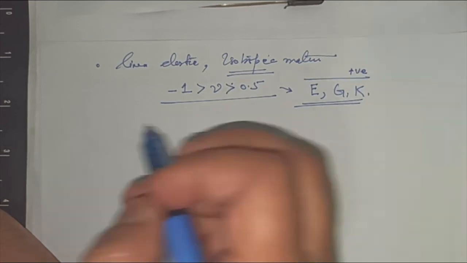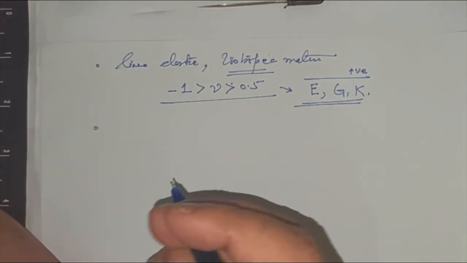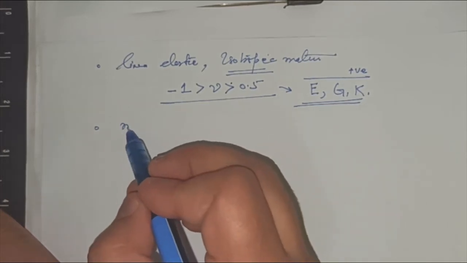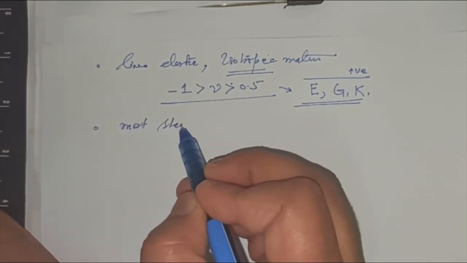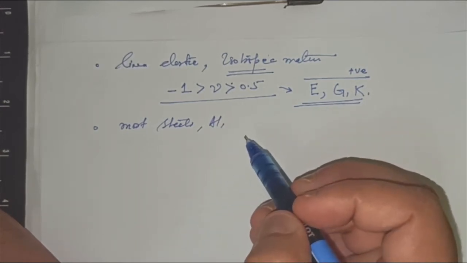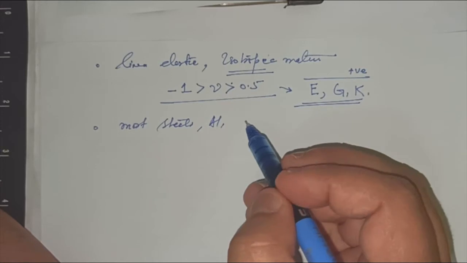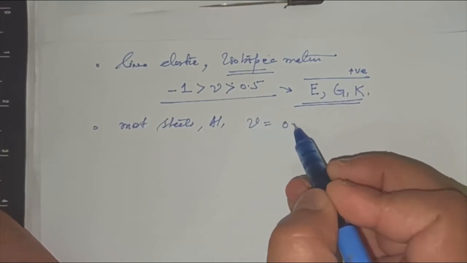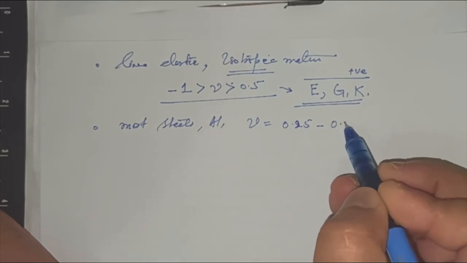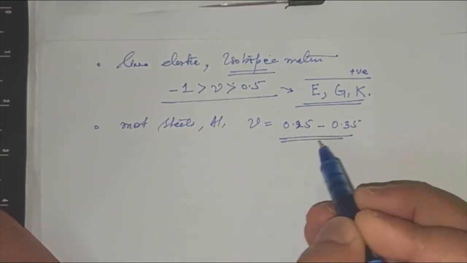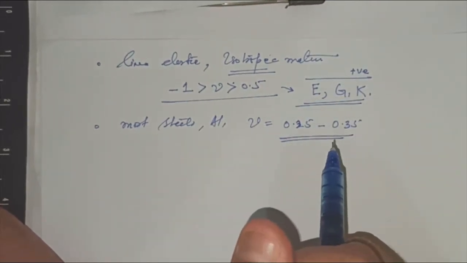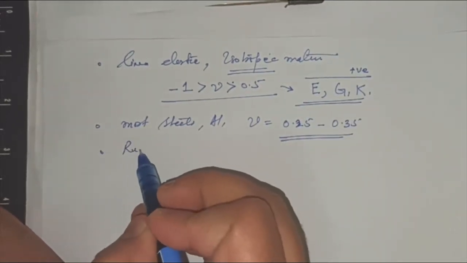So in the usual condition, let me give you some values. Most of the steels, aluminum, and iron also have a Poisson's ratio between 0.25 and 0.35. Usually the Poisson's ratio is in this range. It's very important to discuss this.